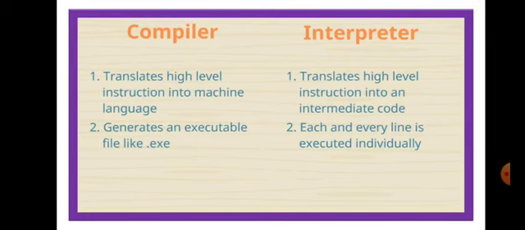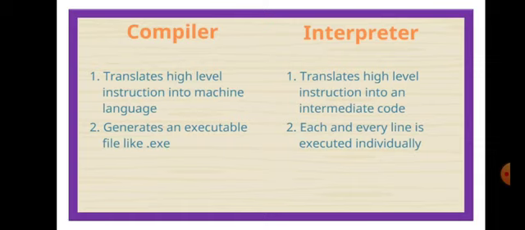Okay. Number 2, interpreter. What is interpreter? The interpreter translates high level language into an intermediate code. High level language, you already know, is in the form of English. It is translated into an intermediate code, not as machine language. Number 2, each and every line is executed individually. So what will happen if each and every line is executed individually? The process speed becomes slower.